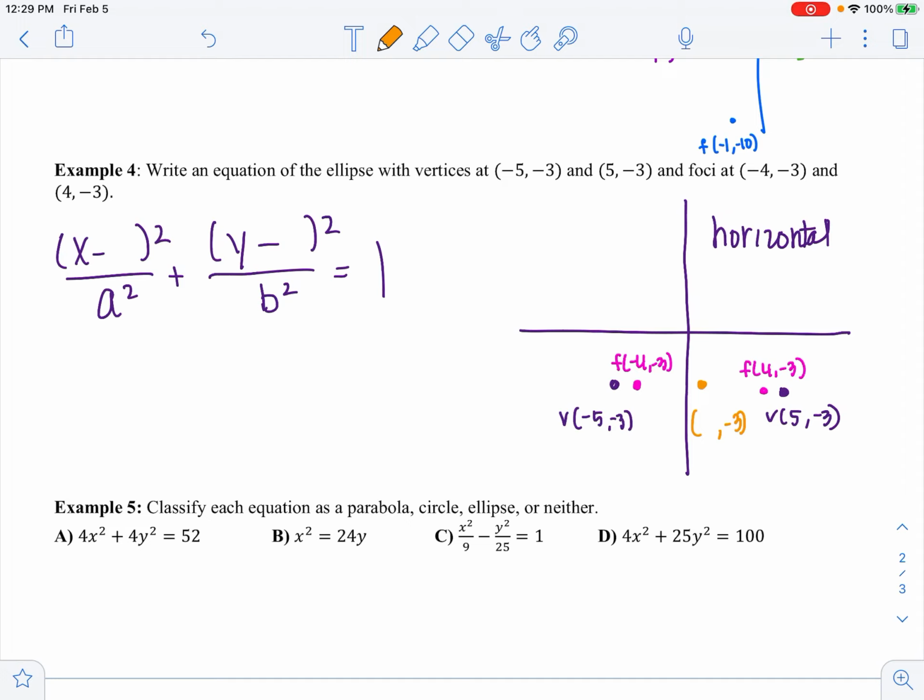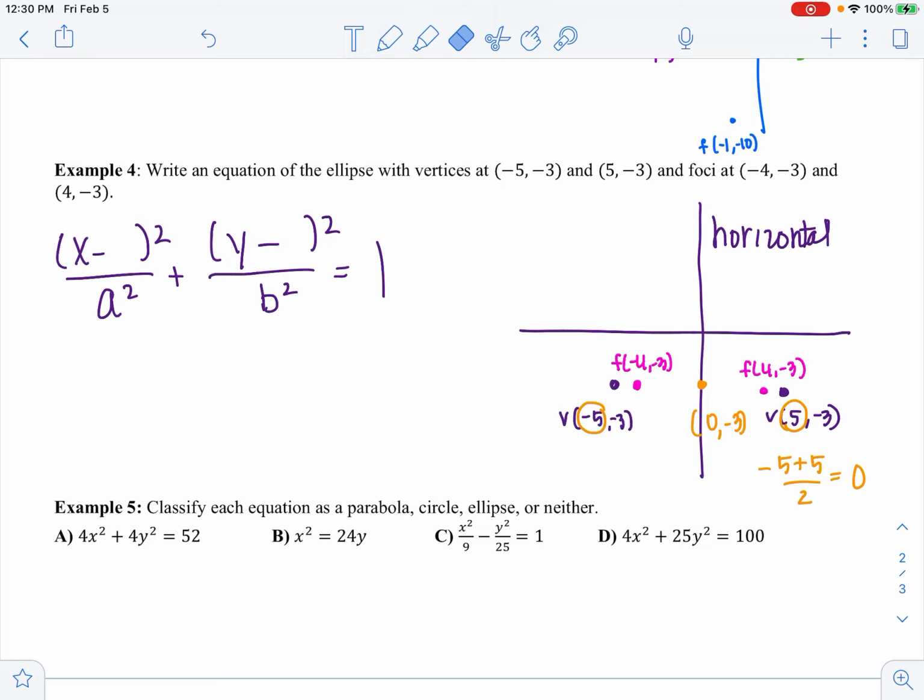So how am I going to get how far it is to the left and right? I can use either my vertices or my foci. This is -5 and this is +5. I want directly in between those two. -5 plus 5 divided by 2 is 0. So this is (0, -3). Now you might be saying, it doesn't look like (0, -3). I didn't draw it balanced enough. If I move this over here, you can see that's how it actually looks, right?